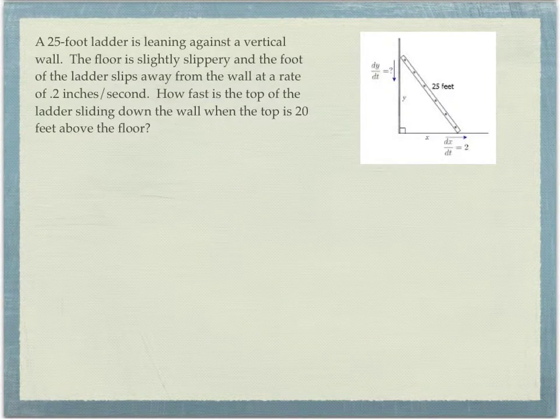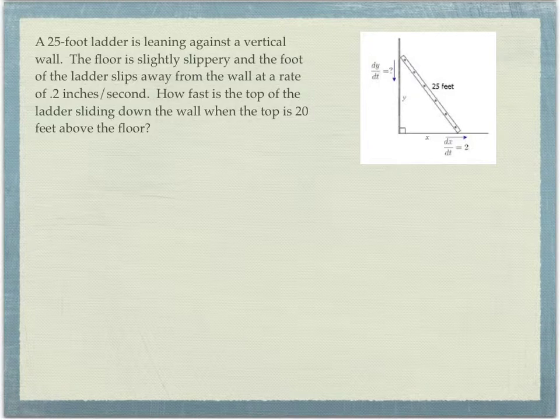Alright, so here's another kind of a classic one. A 25-foot ladder is leaning against a vertical wall. The floor is slightly slippery, and the foot of the ladder slips away from the wall at the rate of 0.2 inches per second. How fast is the top of the ladder sliding down the wall when the top is 20 feet above the floor?